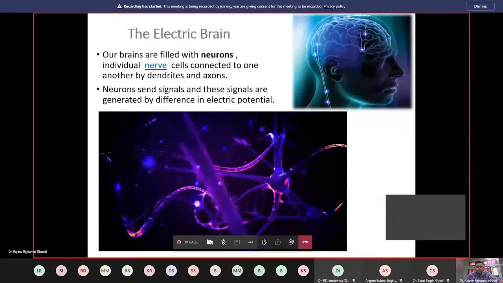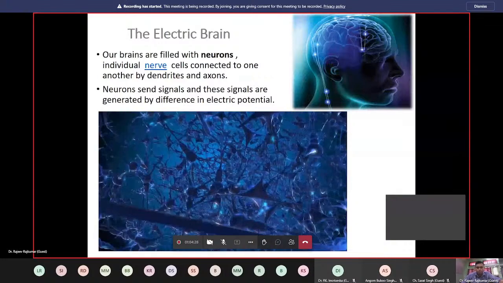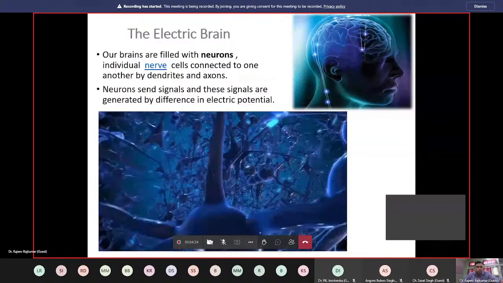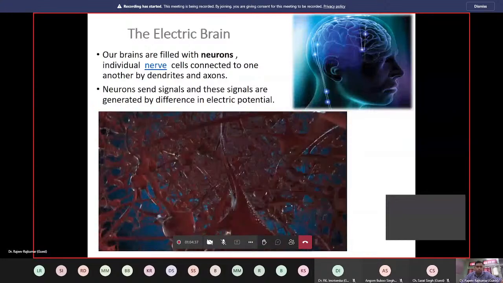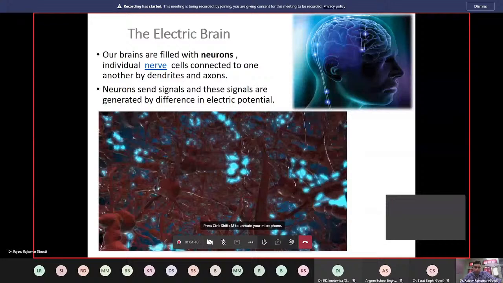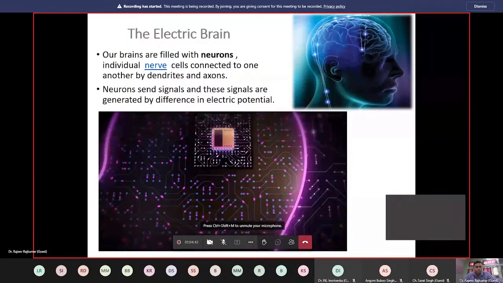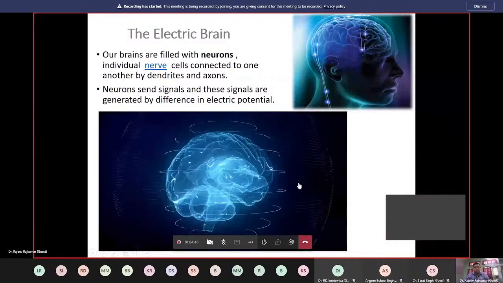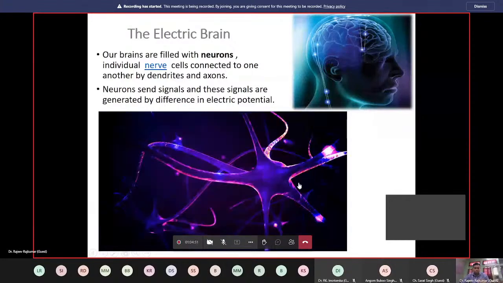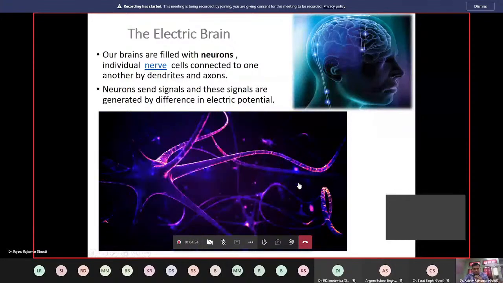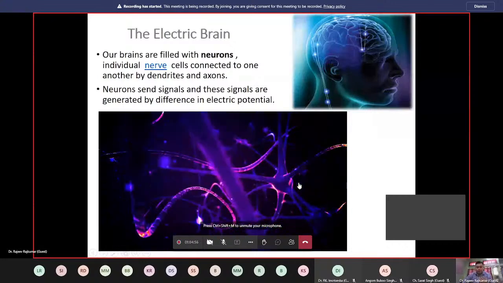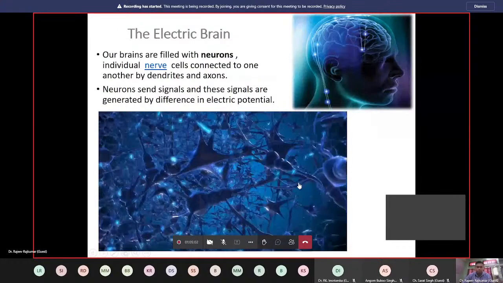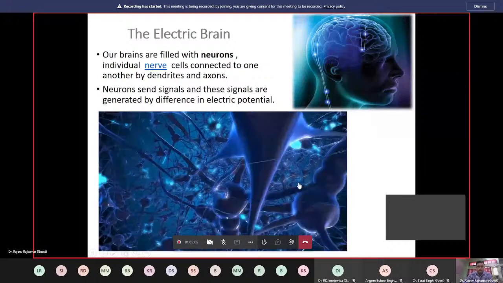Actually, I think everyone is familiar with the neural network, the biological neural network. Inside our brain, all the neurons are there. Our brains are filled with neurons. Individual nerve cells are connected to one another by dendrites and axons. Neurons send signals, and these signals are generated by differences in electric potential. It means they are sending some pulses. This is how we send signals from our brain to our hand, giving some kind of information. They control our hand, my leg, the whole structure. It gives electric pulses.